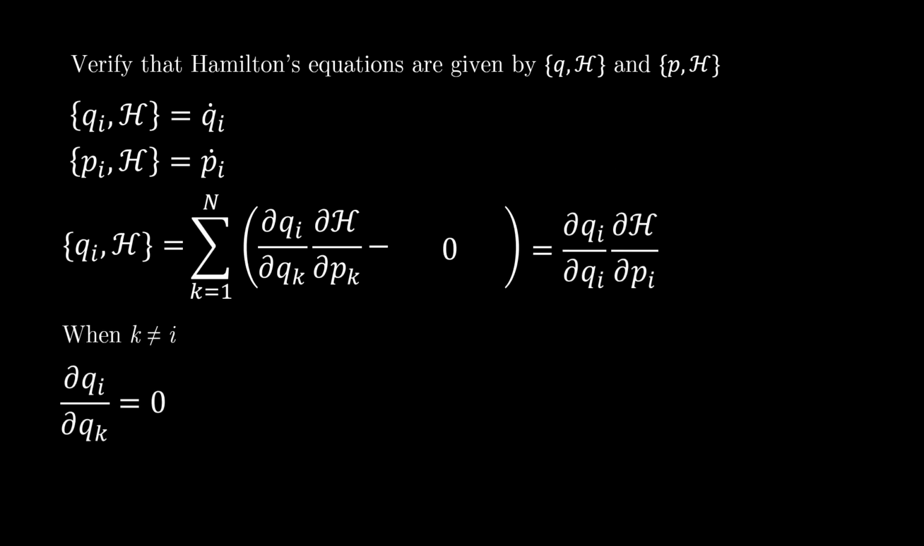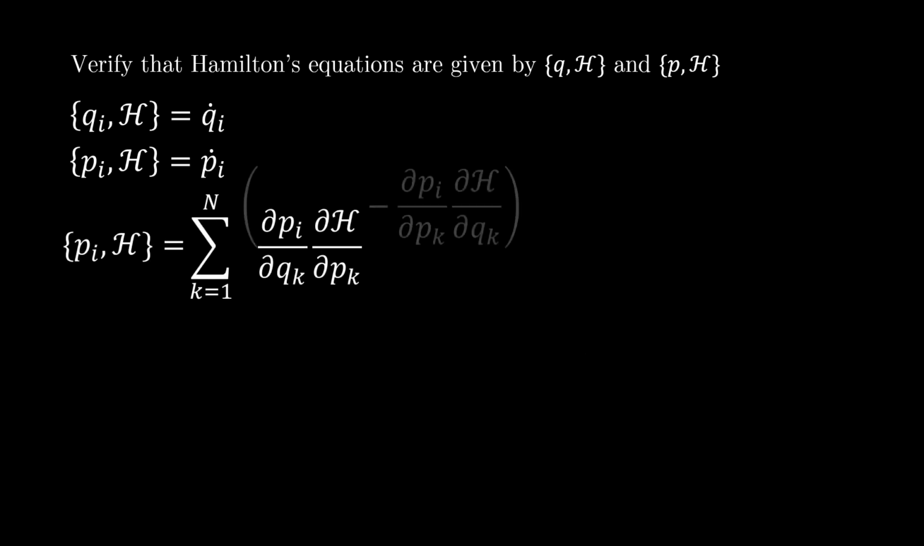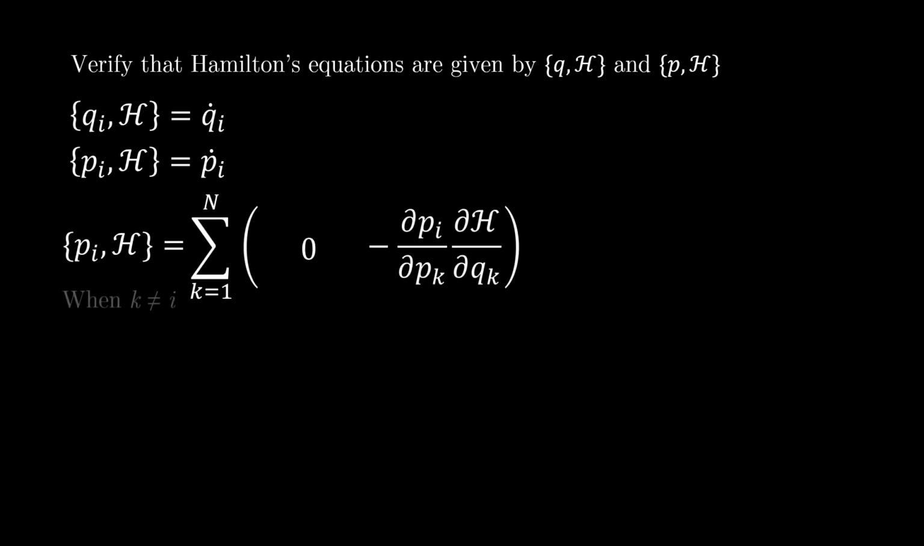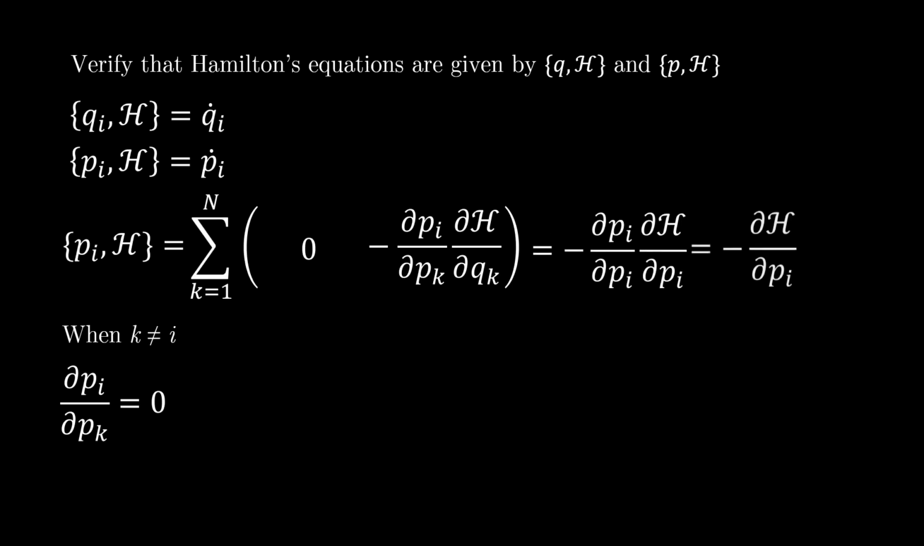so the only term that survives is the k equals i term, in which case we have ∂qi/∂qi times ∂H/∂pi. The first of these is just 1, so we're left with just ∂H/∂pi, but we know from Hamilton's equations that this is q̇i, so indeed the Poisson bracket of qi with H is qi's time derivative. We can do a similar analysis for the momentum pi. This time, the first term becomes 0 because of the ∂pi/∂qk term. Again, the second term is 0 when k is not equal to i, so we're left with just negative ∂pi/∂pi times ∂H/∂qi. The first derivative here is 1, so we have negative ∂H/∂qi, which by Hamilton's equations is ṗi, which is the result we were looking for.